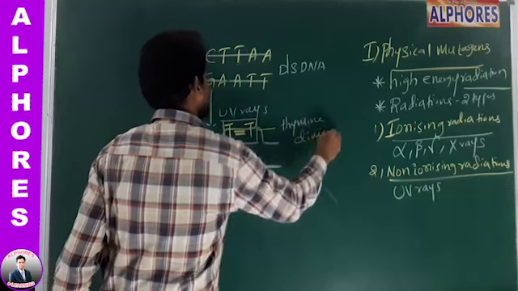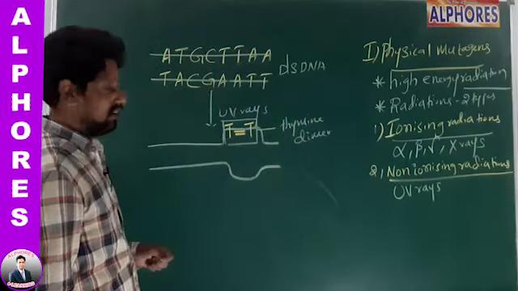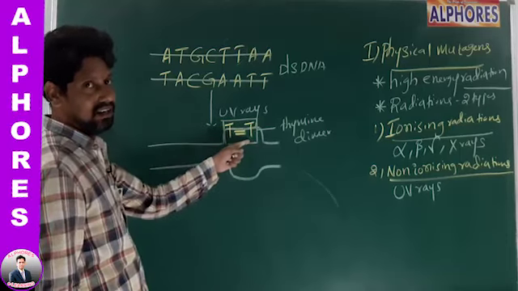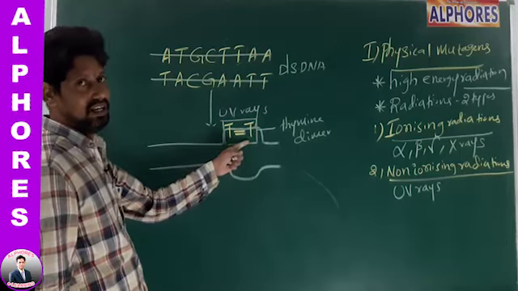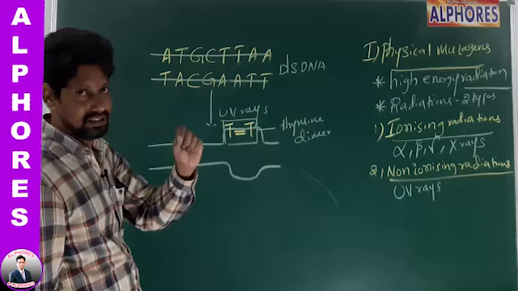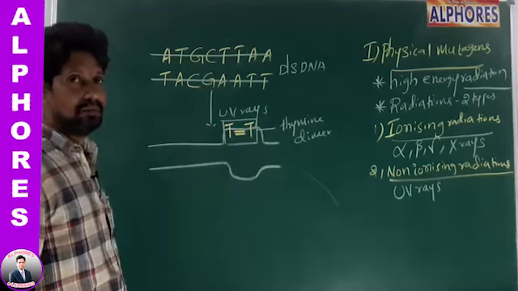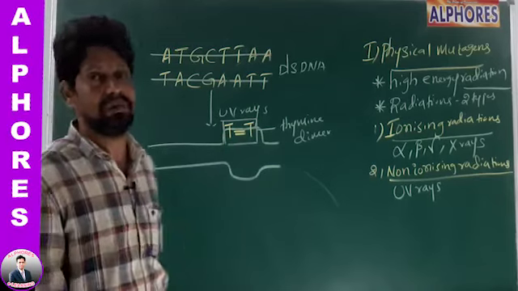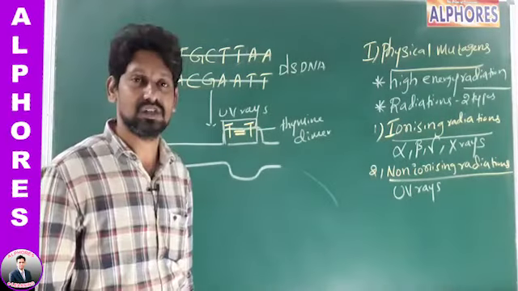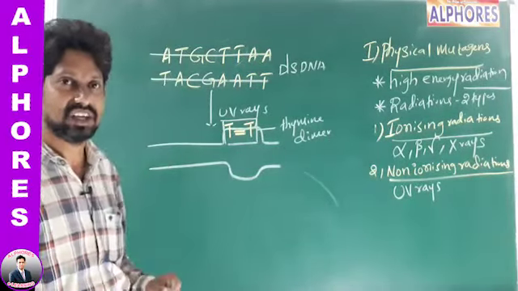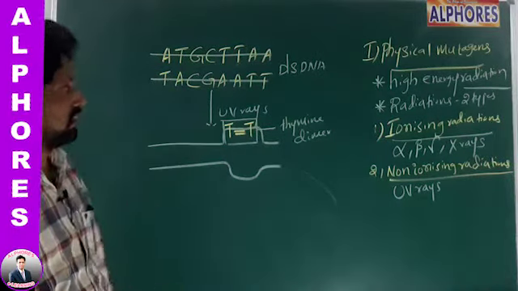Due to the formation of this thymine dimer, the double-stranded DNA has undergone bending. Due to this bending, mistakes take place during replication.